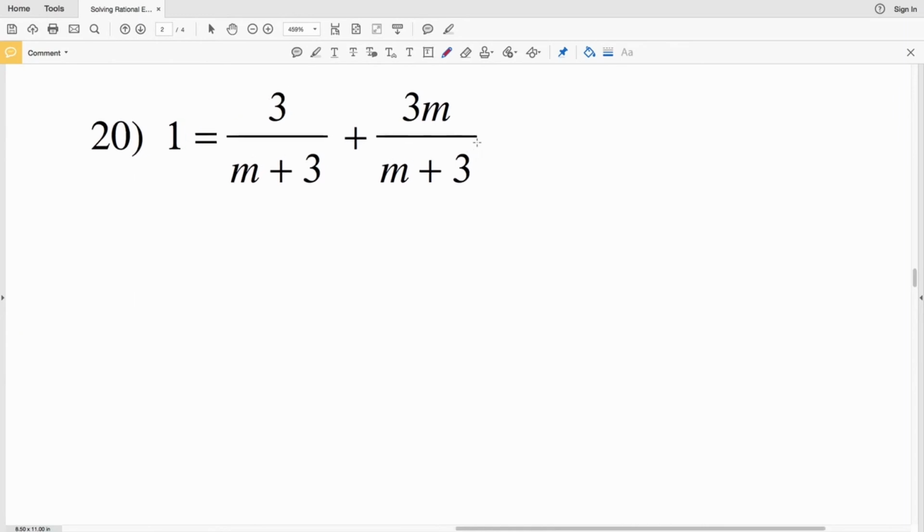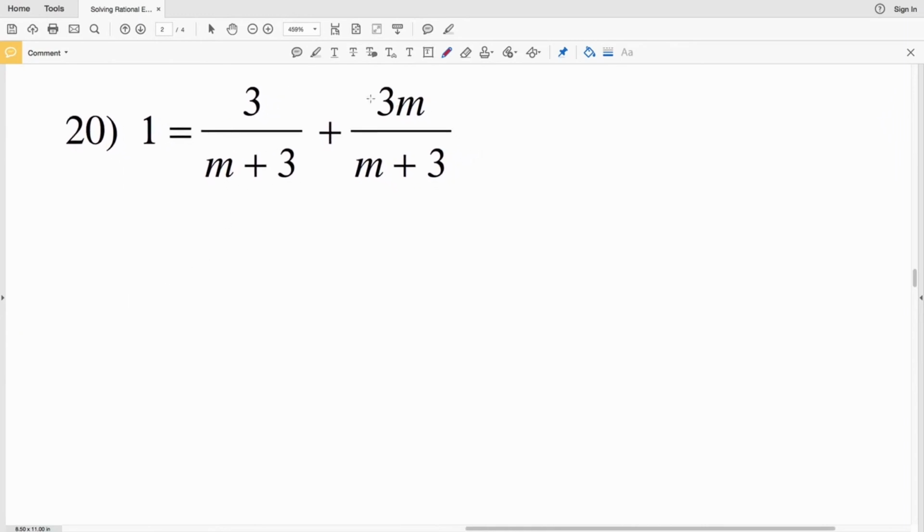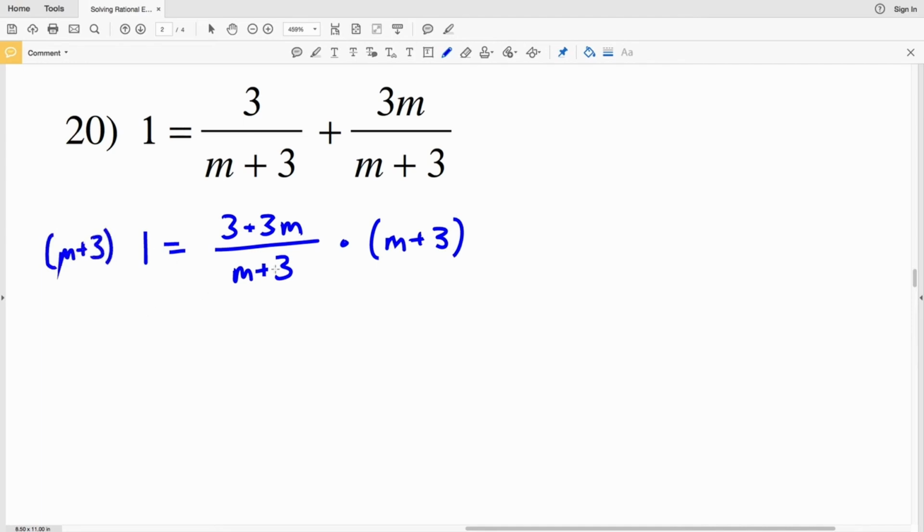And lastly, on to number 20. We can start by combining the numerators on the right-hand side. We'll have 1 on the left-hand side, and that's equal to 3 plus 3m all over m plus 3, since those denominators were the same. Multiply both sides by m plus 3 to get that m out of the denominator. When we do that, we'll have m plus 3 equal to 3 plus 3m.